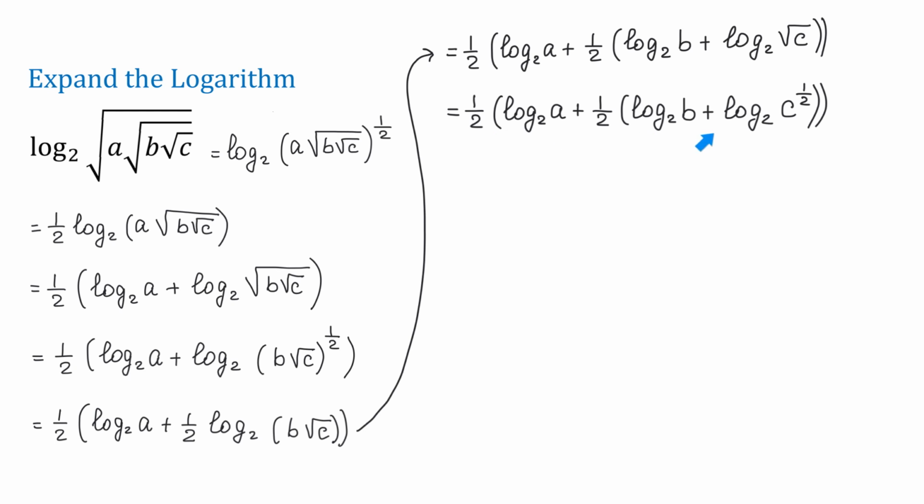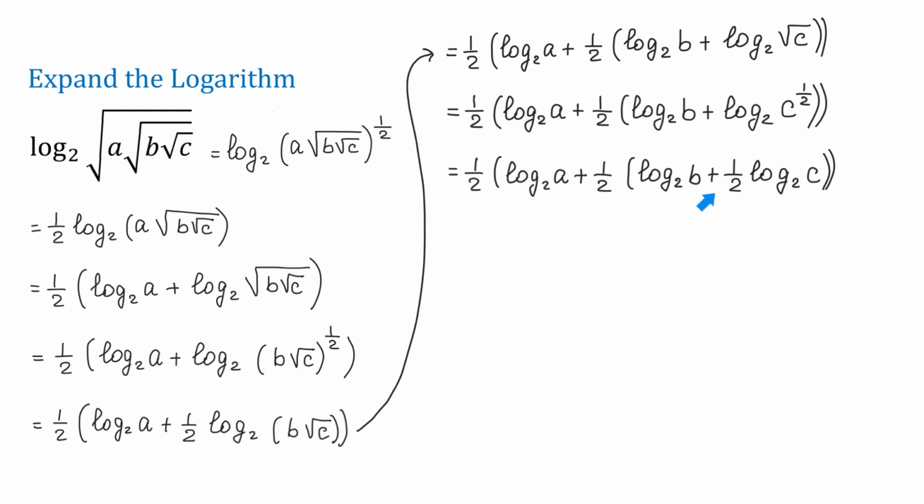So here I have it, and this is the only change I made. In the next step, I will move the exponent 1/2 in front of the logarithm. So I will have 1/2 log base 2 of a plus 1/2 log base 2 of b plus 1/2 log base 2 of c. And now let's remove all the parentheses.